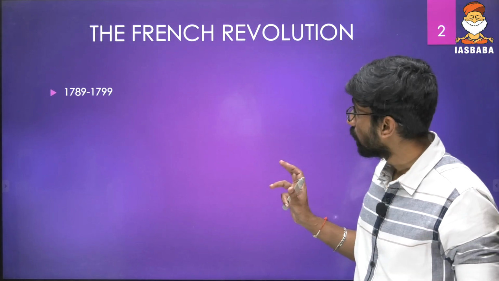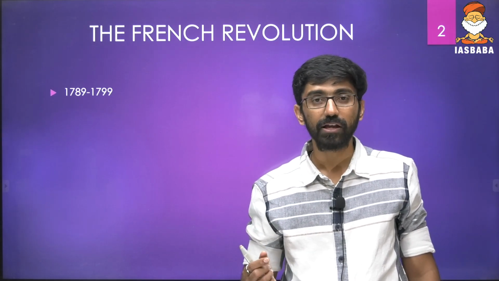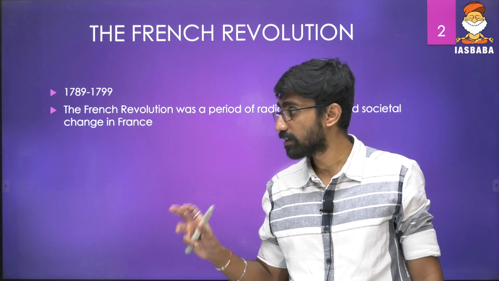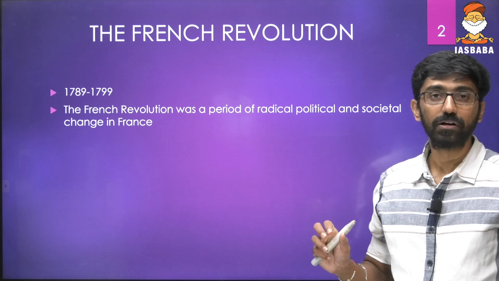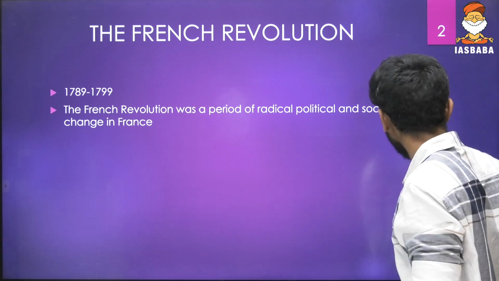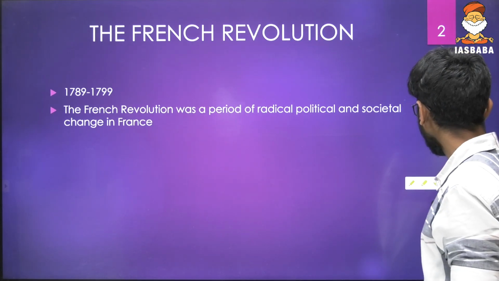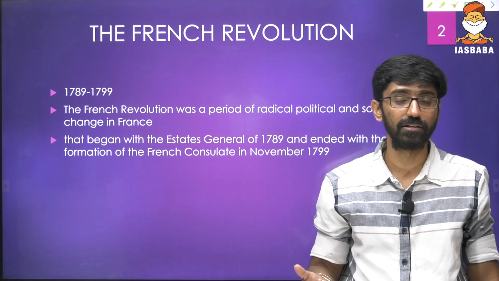Understood? The outbreak of the French Revolution happened in 1789. It continued until 1799. Like I already mentioned, it is one of the foremost events. It led to radical changes in the political, social, and economic aspects of France.